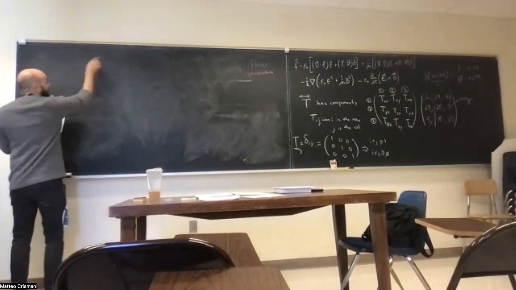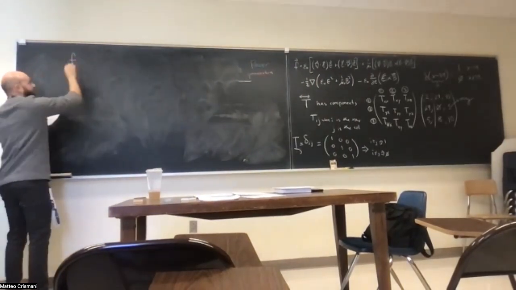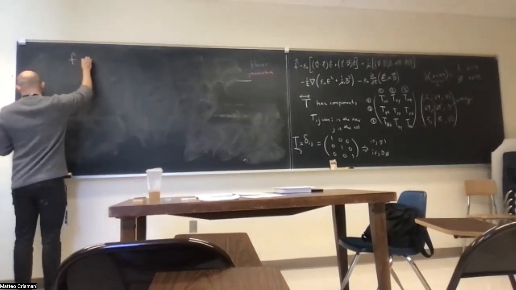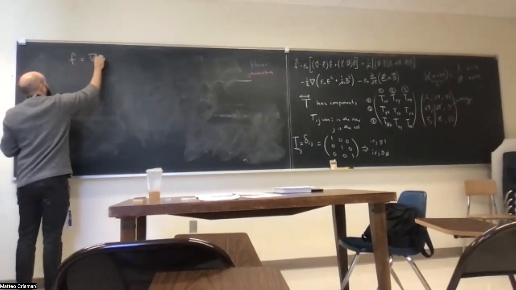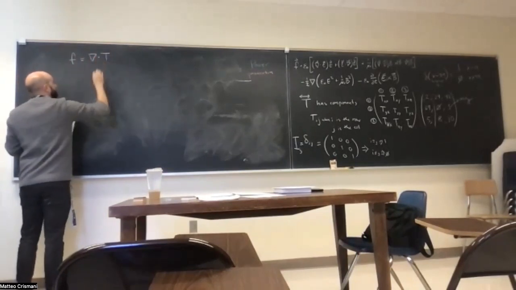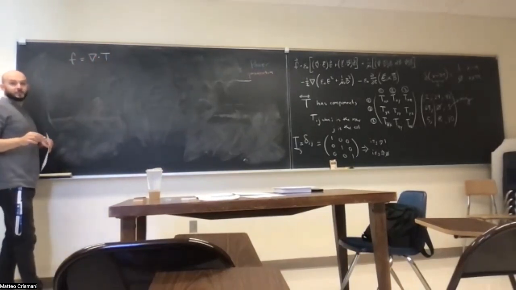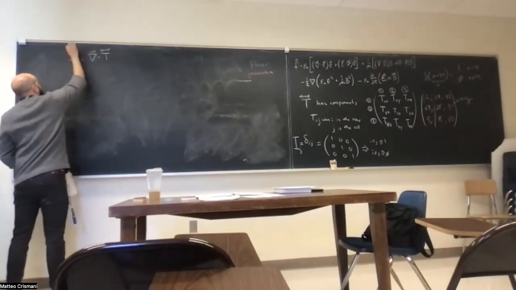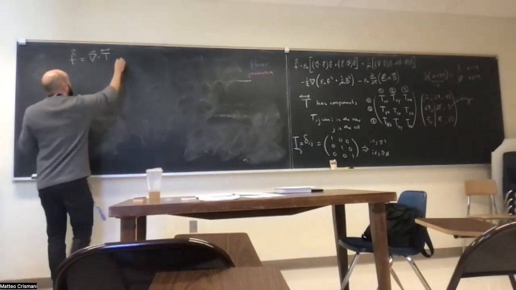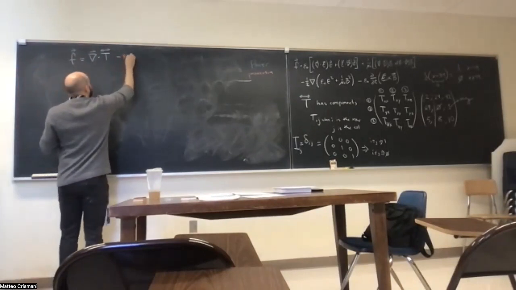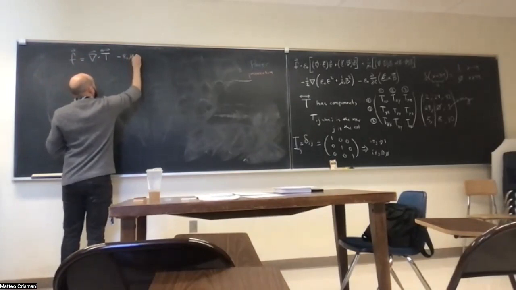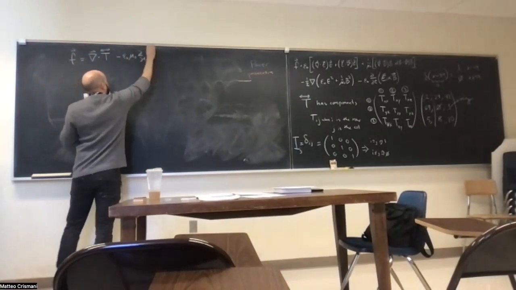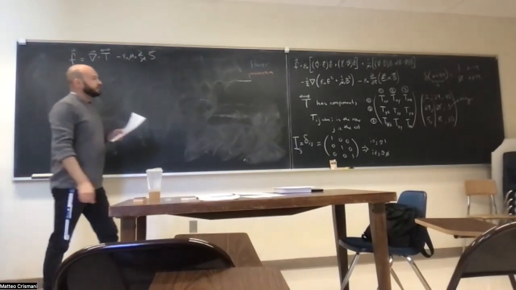Okay. I'm going to write that same equation here, little f. This is the force per unit volume. And I'm going to use this fun symbol. That's our Maxwell stress tensor. Minus. Let's see if we see all those terms.